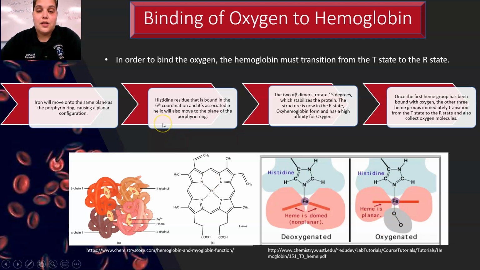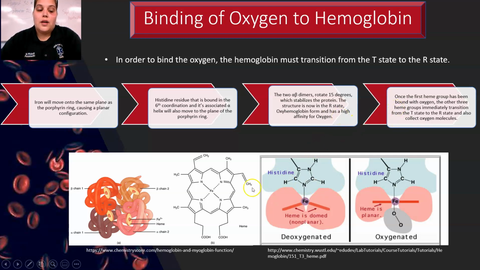The histidine residue that's bound in the 6 coordination that's also associated with the alpha helix will also move to the plane of the porphyrin ring. So we are bringing everything up to the same level here. The 2 alpha-beta dimers will rotate 15 degrees around each other, and that will stabilize the protein, which effectively transitions it from the tense state to the relaxed state. At this point, the oxyhemoglobin formation is there, and it's got a high affinity for oxygen.